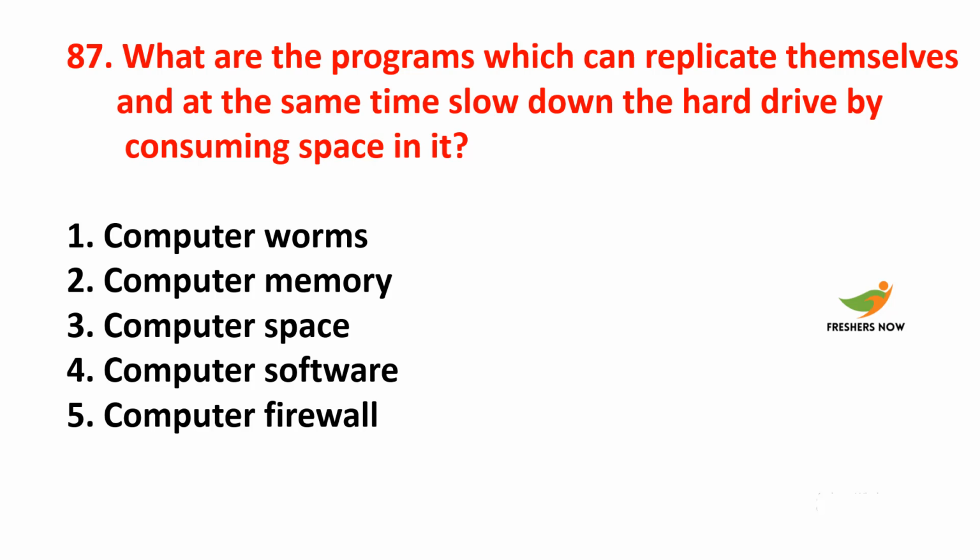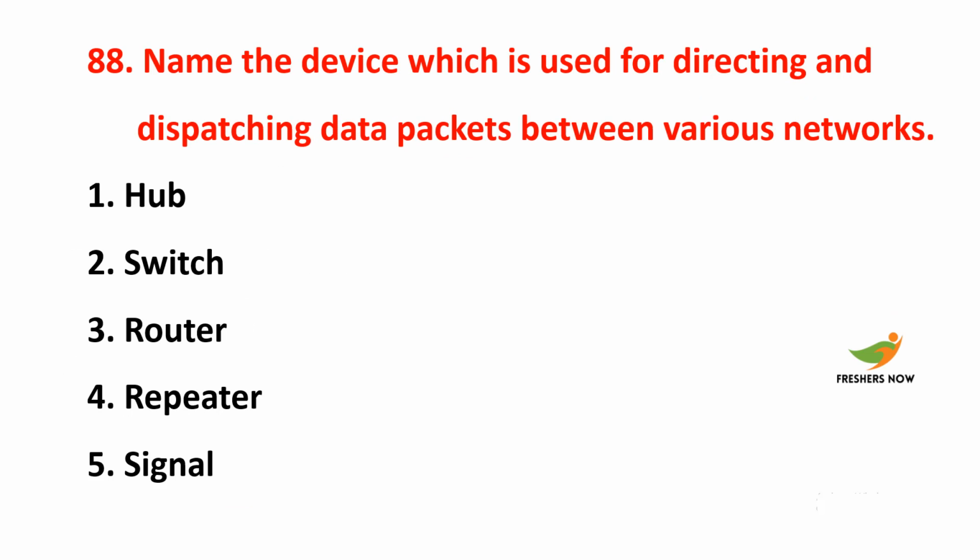87th question. What are the programs which can replicate themselves and at the same time slow down the hard drive by consuming space in it? And the answer is option 1, computer worms. 88th question. Name the device which is used for directing and dispatching data packets between various networks. And the answer is option 3, router.